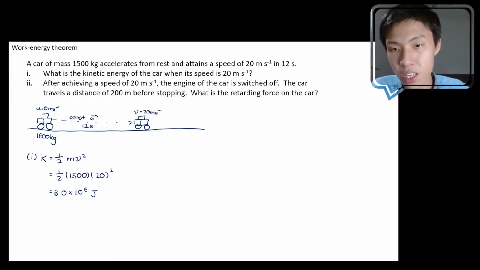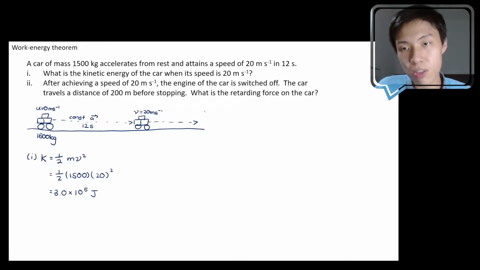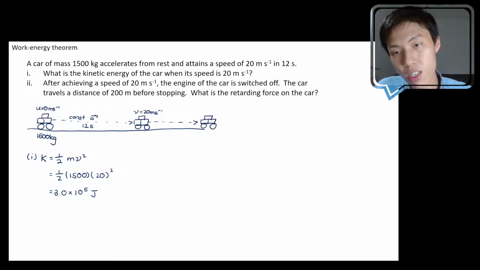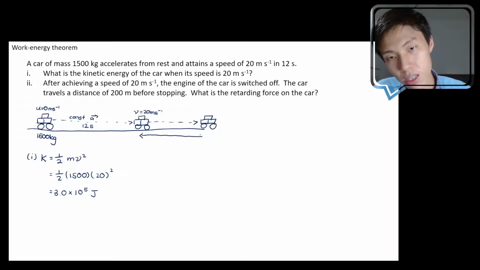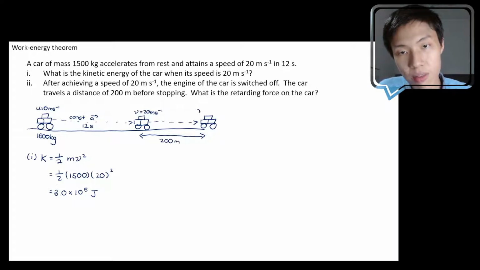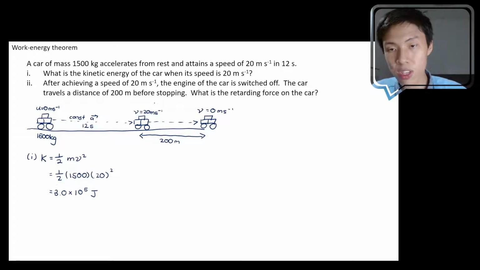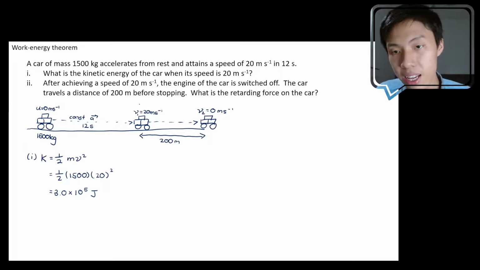So let's draw it. You imagine the car will continue to move after the engine is switched off. Then it will travel for a distance of 200 meters. So this is 200 meters before stopping. So I believe this will be 0 meters per second. We have 2 v's over here. So let's label one as v2, let's label another one as v1. And let's label this point here as the point where you switch off the engine.